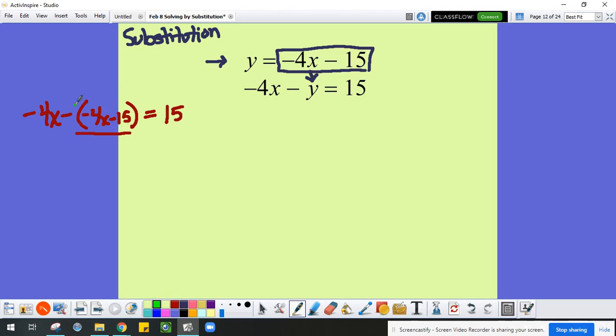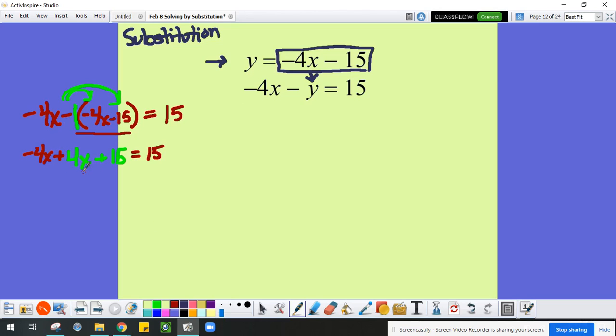There is an understood 1 right here, negative 1 to distribute. So I'm going to take care of that. Negative times negative, 1 times 4 is 4. And then negative times negative, 1 times 15 is positive 15. I still have the rest of the problem to bring down that I haven't worked on yet. And this needs to be a plus sign since that is a positive 4x.